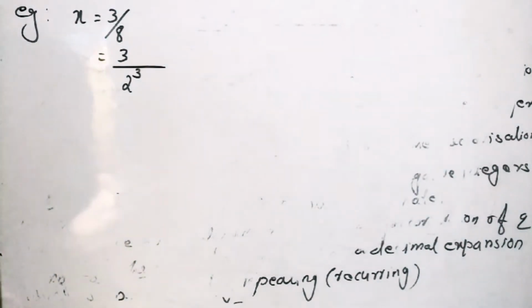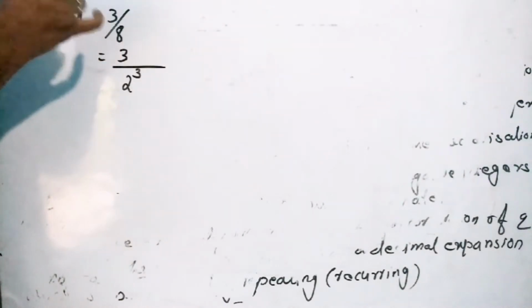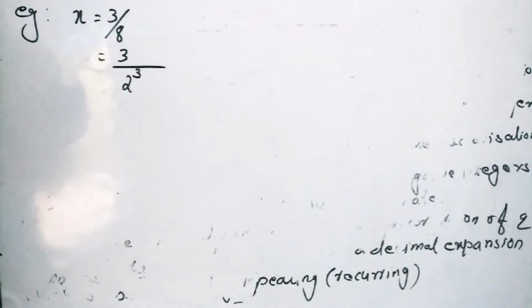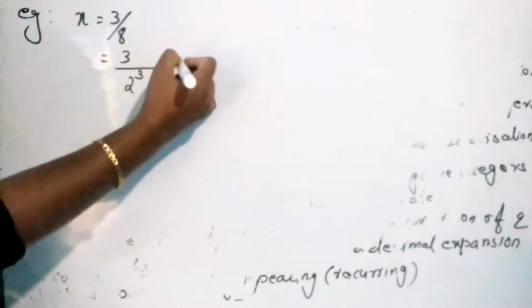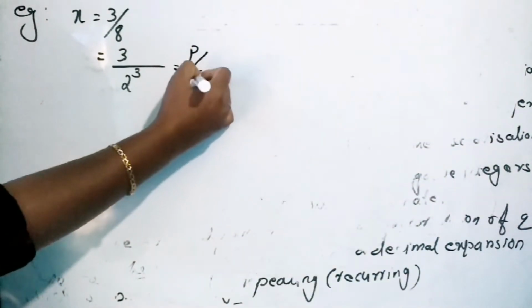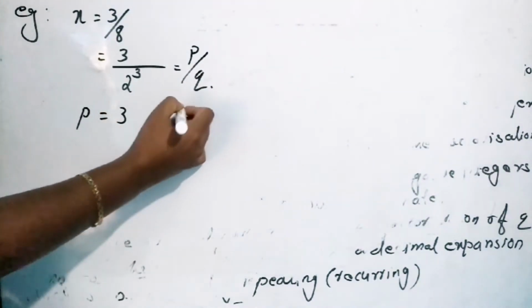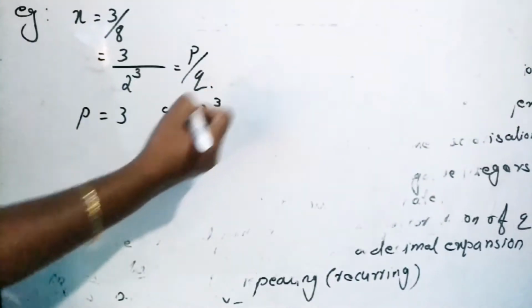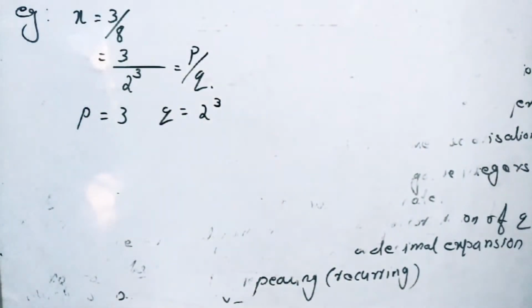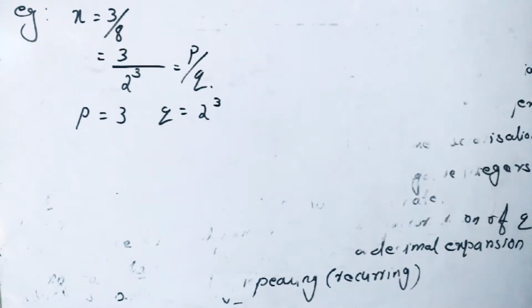Okay. Now, just tell me whether the decimal expansion corresponding to this x terminates or not. We will check that first. Suppose this is equal to p by q. Then the value of p is 3 and the value of q is 2 raised to 3, right? There is no common factor for p and q. That means they are coprime, right?